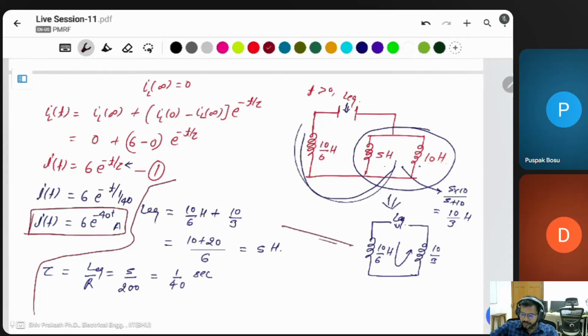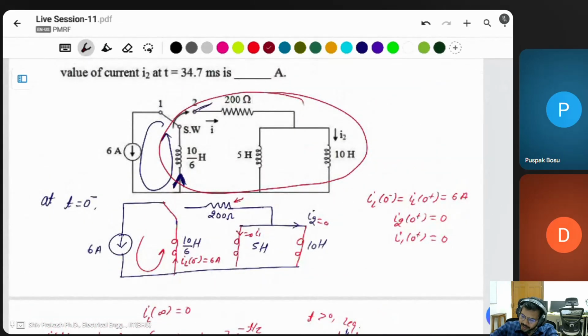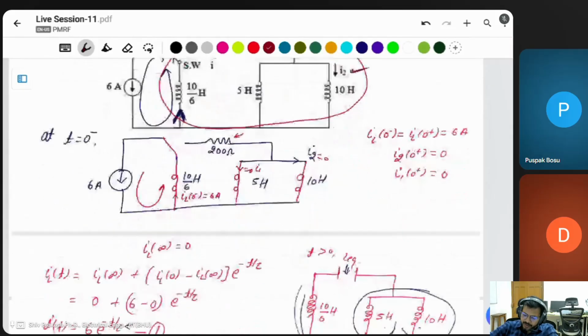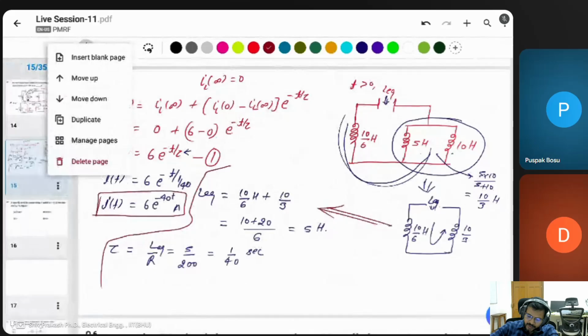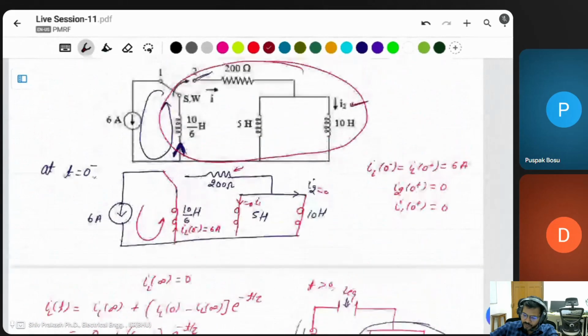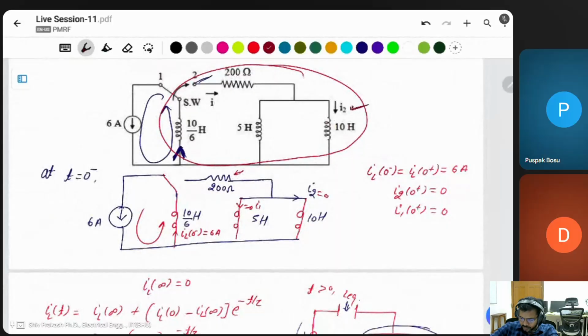Okay. Then after there is a circuit asking for the current through this inductor. Let's draw a circuit for this one. Find the final current of I2, because the question is asking for this current, not this current. We have found the value of this current.